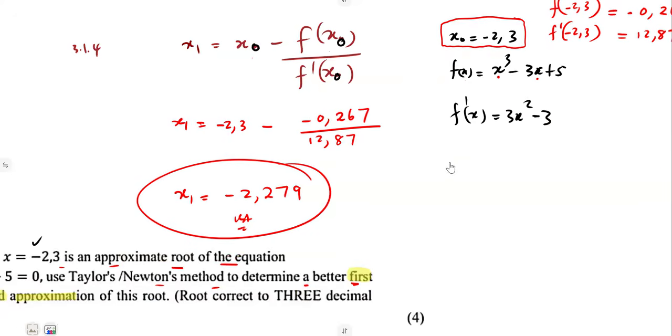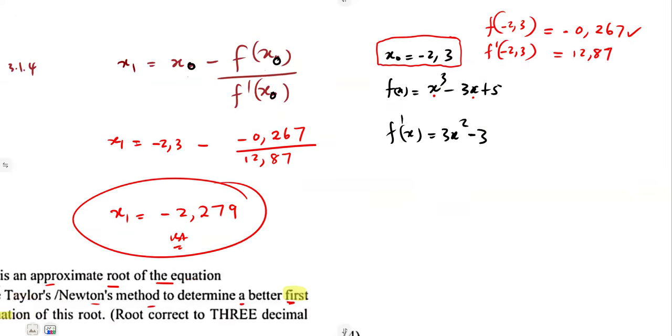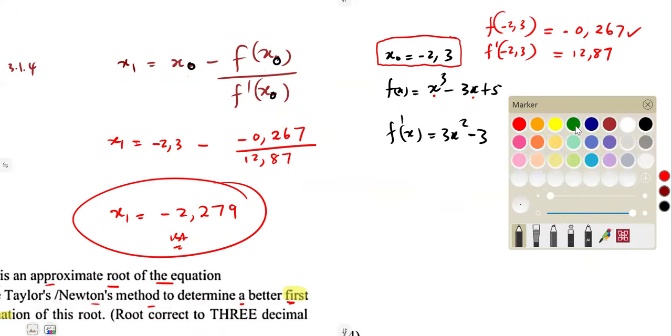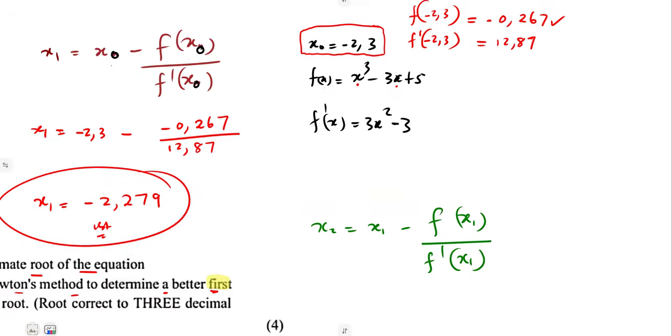Remember, they said the first and second. So for the second one, we are now referring to x2. Here, x2 is going to be x1 minus f of x1 over the first derivative of that x1. So we have our x1 here, and f of that, we must substitute back.